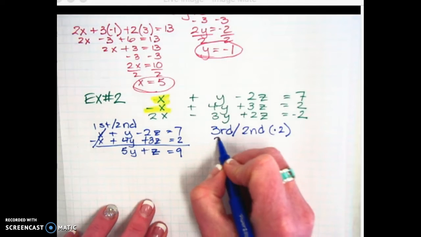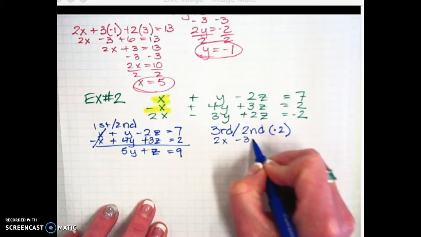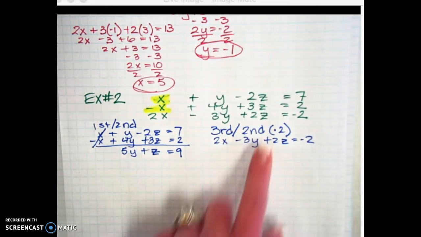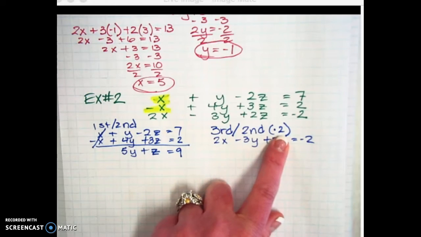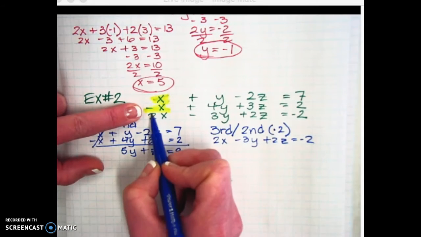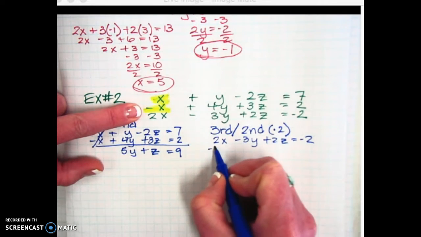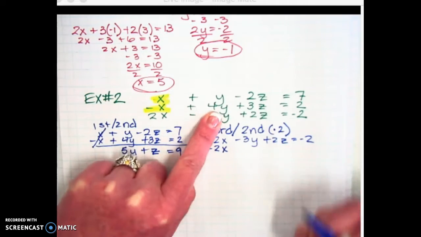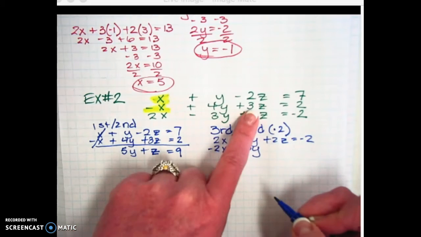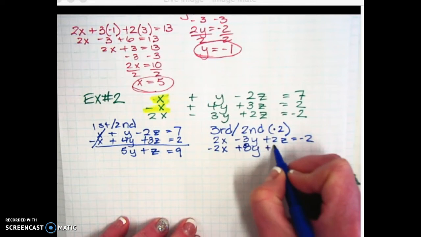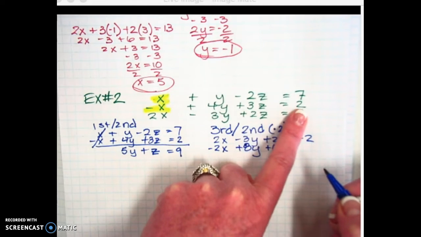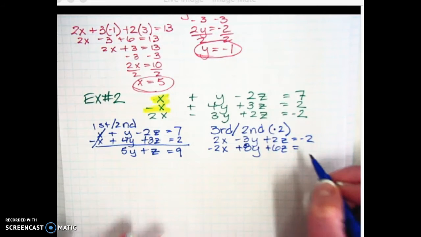So the third one I'm going to just write down just as it is, 2x minus 3y plus 2z equals negative 2. And then the second equation, I'm going to multiply it by 2 and write it directly underneath, okay? So if I multiply this term by 2, I get negative 2x. If I multiply this term by 2, I get plus 8y. If I multiply this term by 2, I get 6z. And I always have to remember to multiply over here because that's the most common mistake. So 2 times 2 is 4.